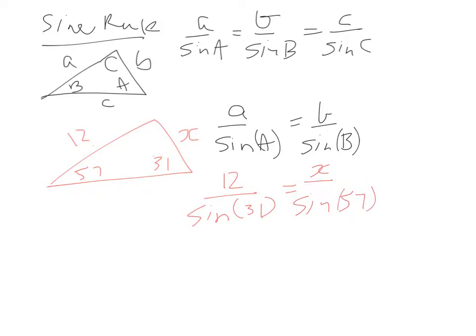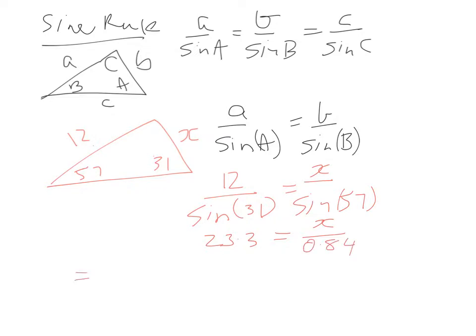So then we work that out in the calculator. I'm going to do 12 divided by sine of 31, and I'll press enter, and it's going to tell me it's 23.3, and I'm going to say that equals x over sine of 57. So I'm going to say sine of 57, and that is 0.84.